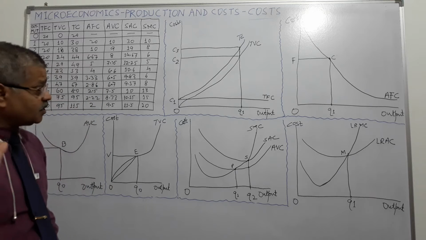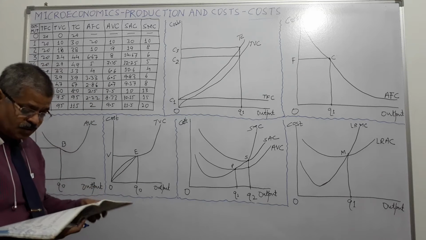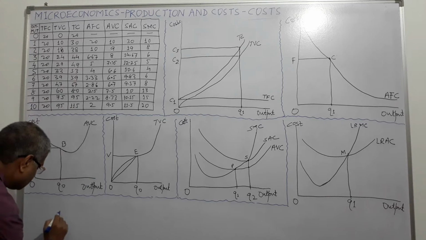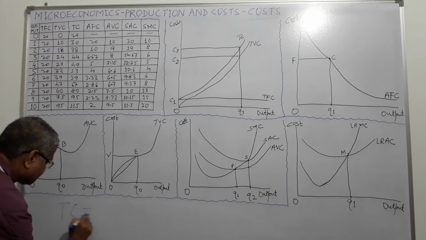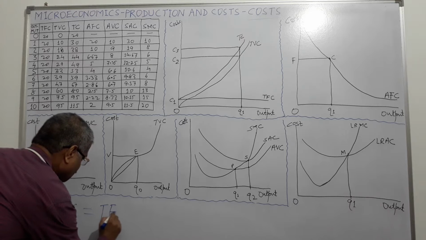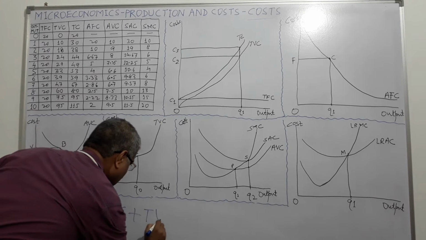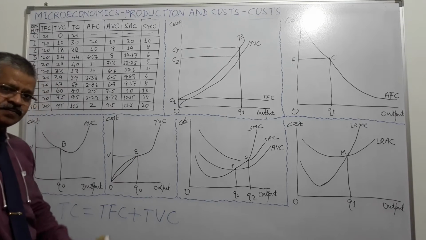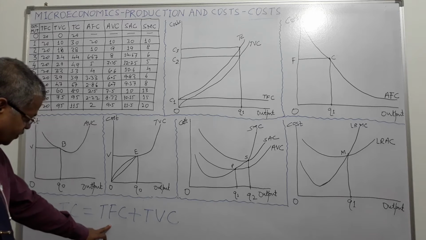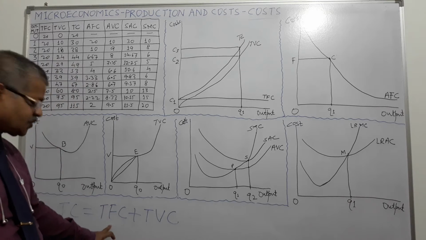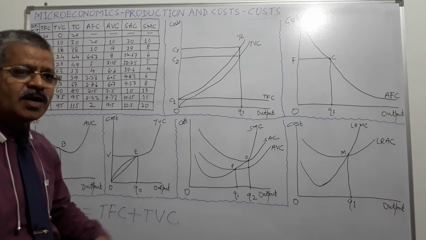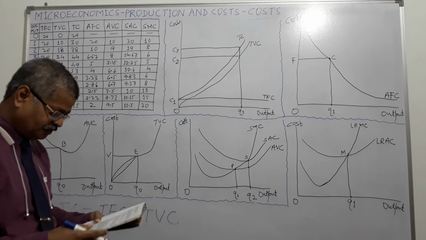Fixed input, variable input. So what happens in the short run? What is the total cost? If I ask you what is the total cost in the short run, it is total fixed cost plus total variable cost. Fixed cost is plant, machinery, building, technology. Variable cost is the various items of raw material required for manufacturing the product.